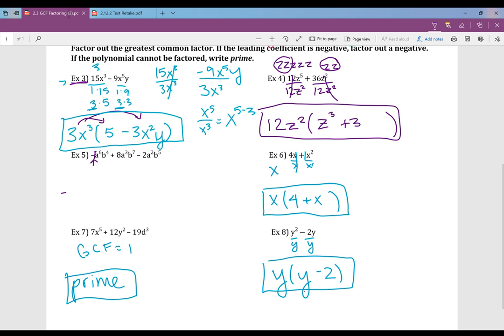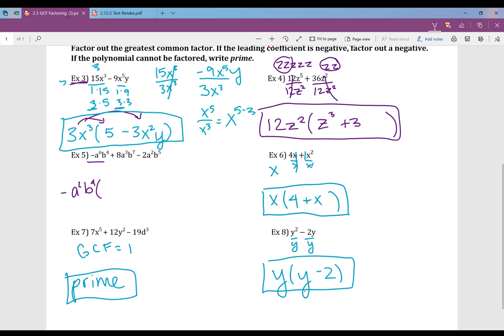So now we need to look at the variables. We have a to the 6th, a cubed, and a squared. So they all have at least 2 a's. And then if we look at our b's, b to the 4th, b to the 7th, b to the 5th, they all have at least 4 b's. So we're going to have b to the 4th. So our GCF is negative a squared b to the 4th. And then we just need to figure out what's left.